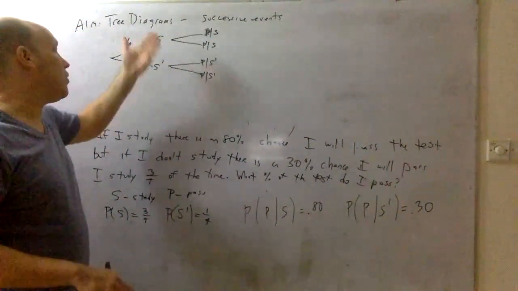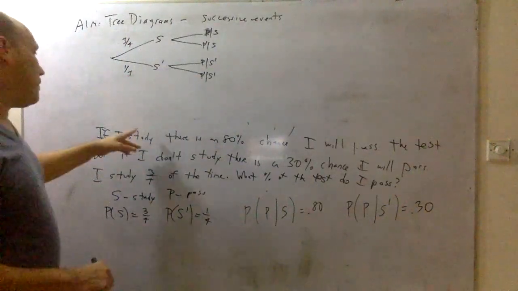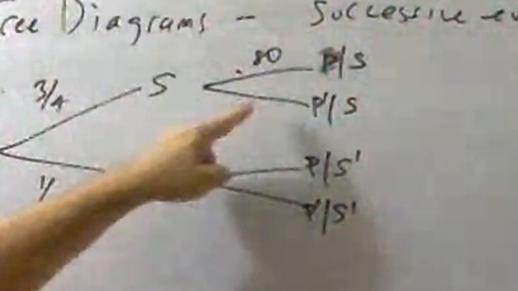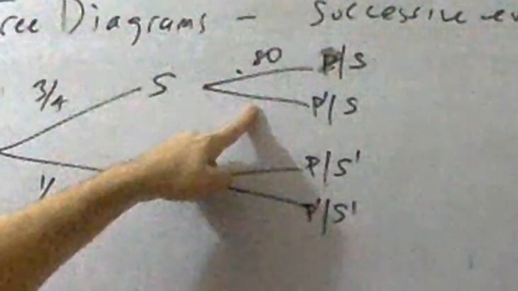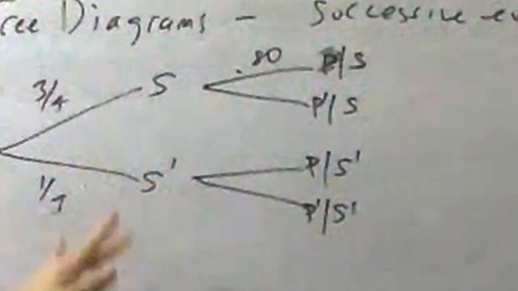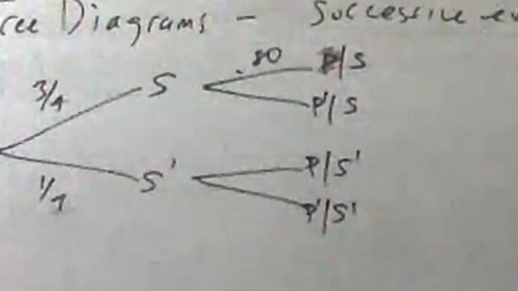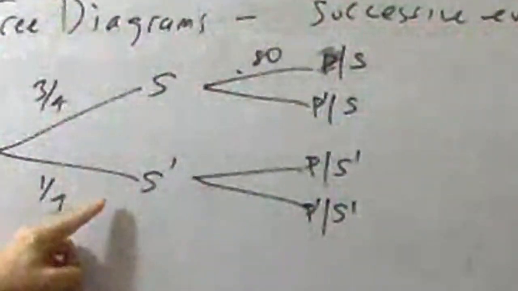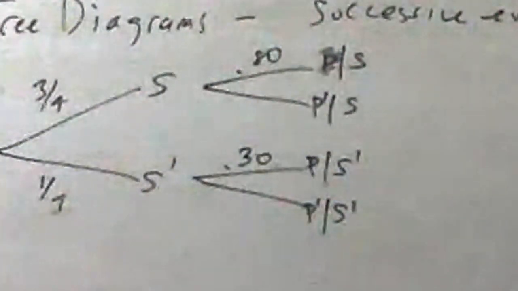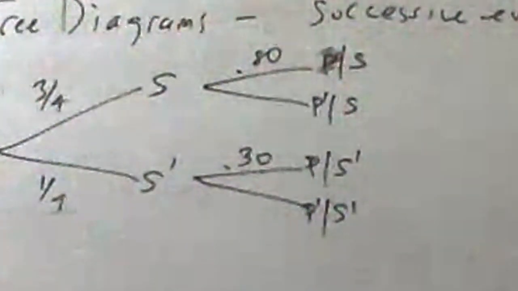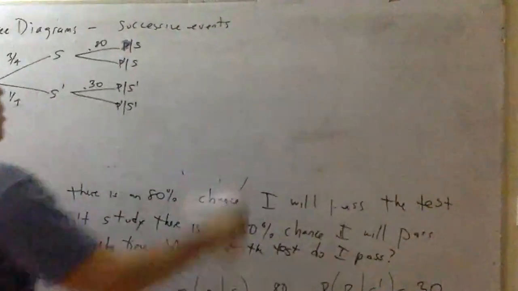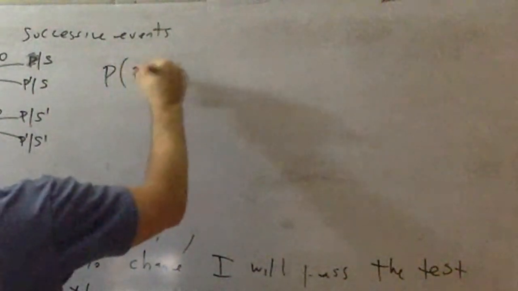So let's get the probabilities up here. If I study, there's an 80% chance I will pass. So this is 0.8, and the other branch is not 20%. That's not how it works. And then we know that if I don't study, there's a 30% chance of passing, so that's 0.3. Now, the question is, can we fill in the other branches? We could, but we don't have to. Let's think about this. What are they asking for? They want to know the probability that we pass.